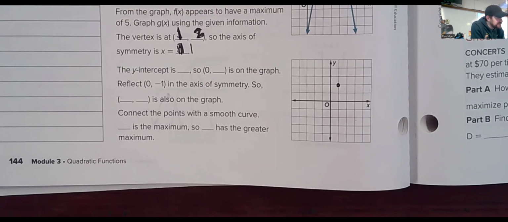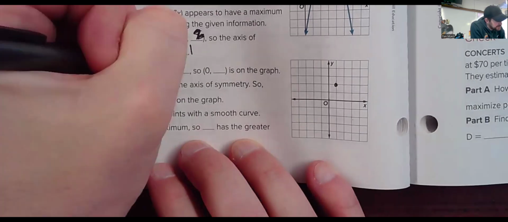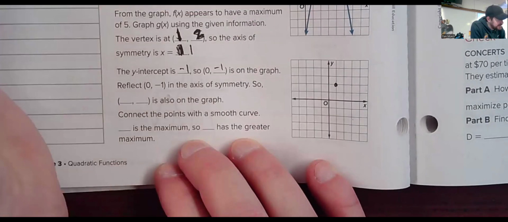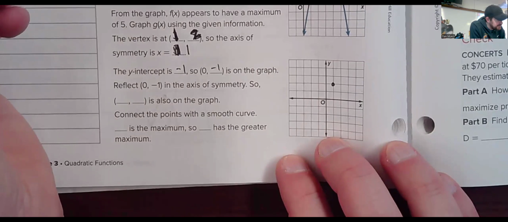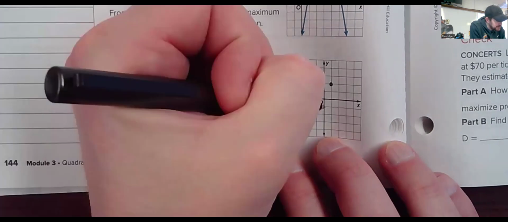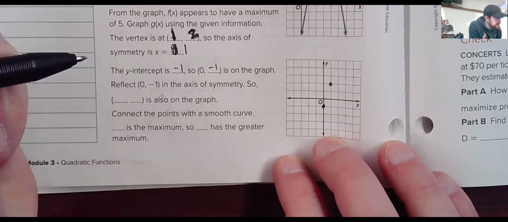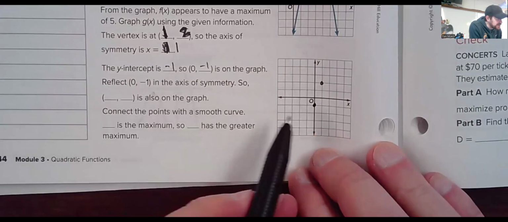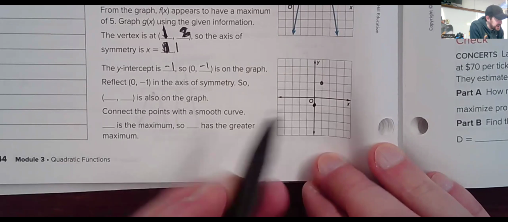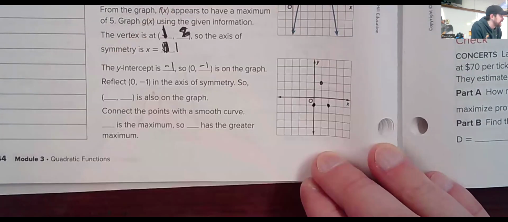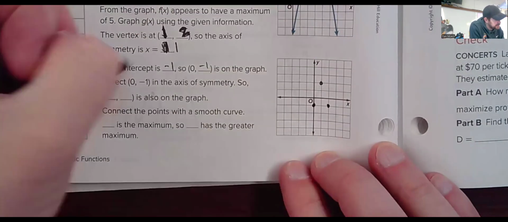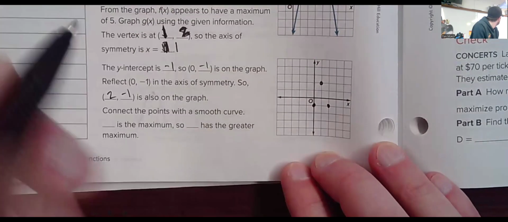The y-intercept is at negative 1. So we have the point 0, negative 1 on the graph. So let's see. If you go to 0, -1, that's here. Which means that if you go 1 to the right of the vertex as well, you have another point with the y value of -1. So that would be the point 2, -1. You can reflect that.